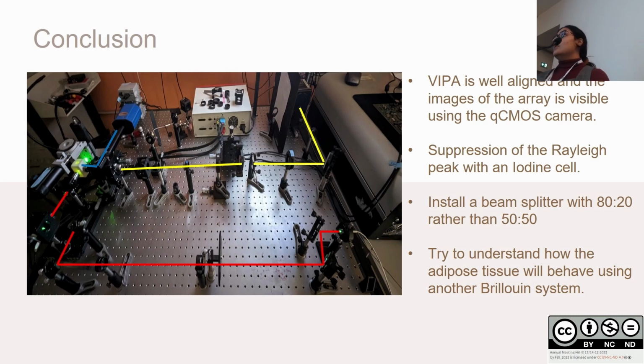As I said, we need to find a suppression for the Rayleigh peak. Also, because the difference between the Rayleigh and the Brillouin peak is so large, instead of using a beam split of 50-50, where 50 goes to my fluorescence imaging and 50 goes to my Brillouin imaging, we're planning to use something like 80-20 or even 90-10, so that most of the power of the laser and most of the information goes to the Brillouin and much less to the fluorescence side. We're also trying to use another Brillouin system, obviously not a digital line scanning system because only we have that, to image the adipose tissue so we know how it behaves.